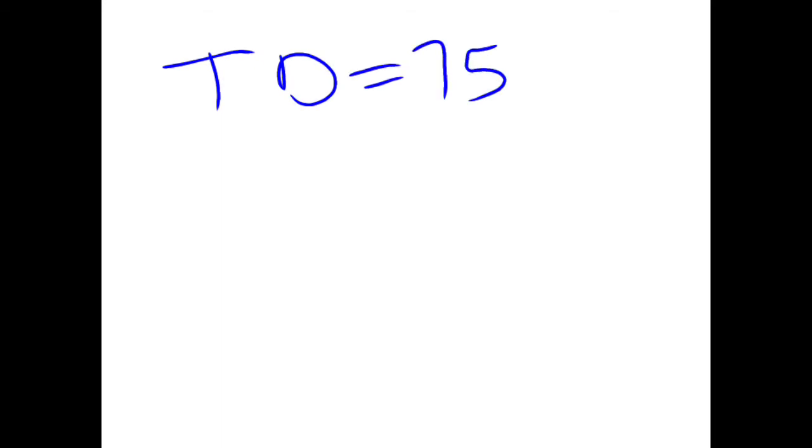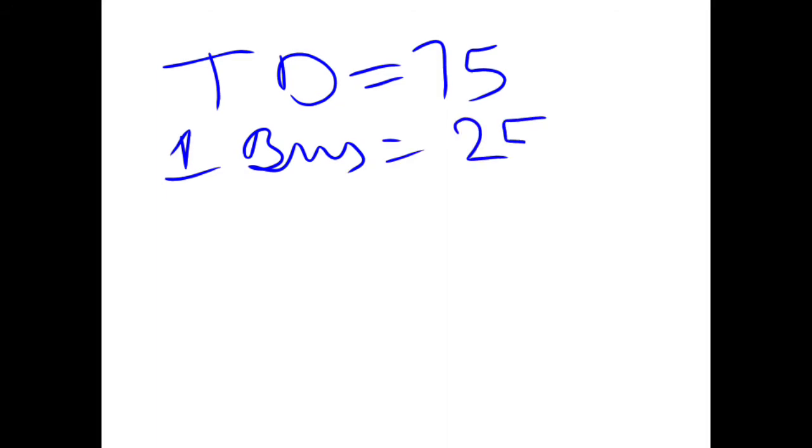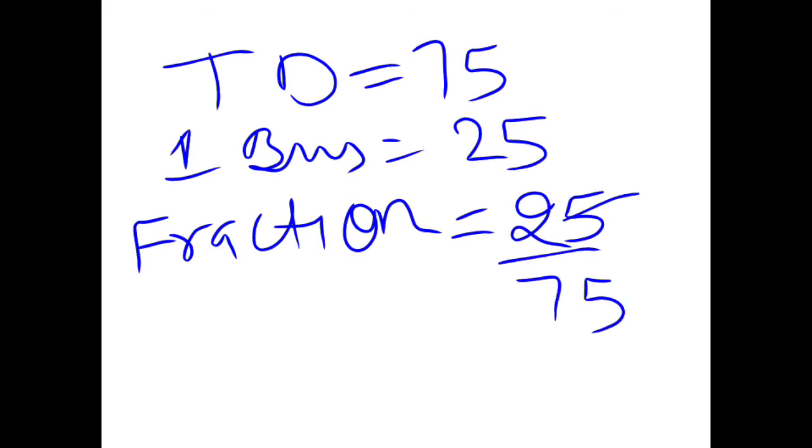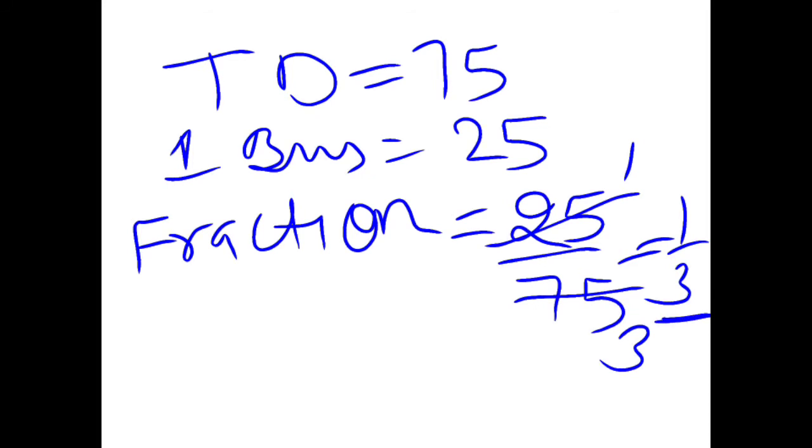So total distance equals 75 kilometer. One bus has covered 25 kilometer. Then we have to find this in fractional form. What does it become? Covered distance divided by total distance. So 25 ones are 25, 25 threes are 75. That is 1 upon 3. In fraction form, the first bus covered 1 upon 3 of the distance.